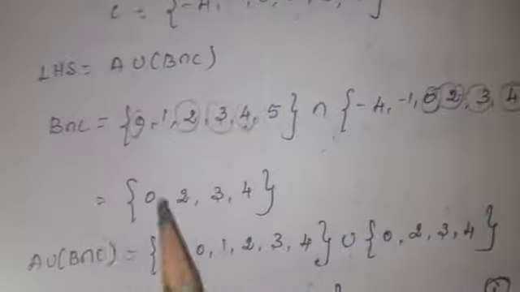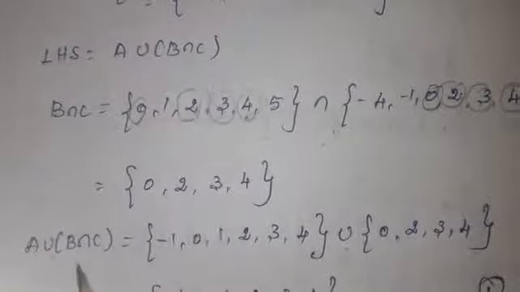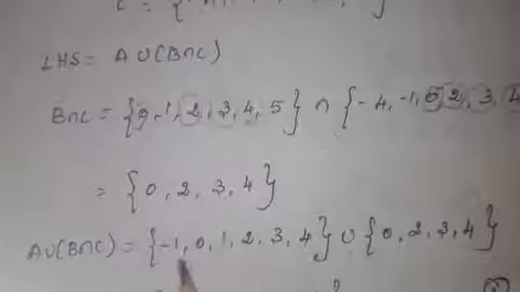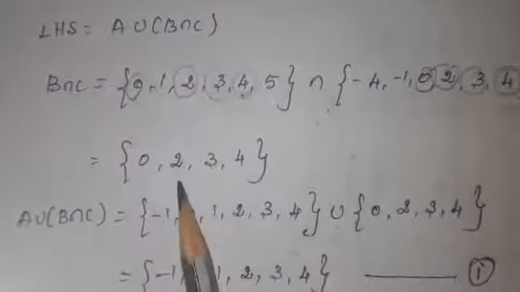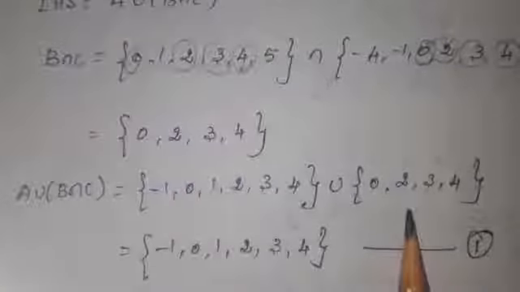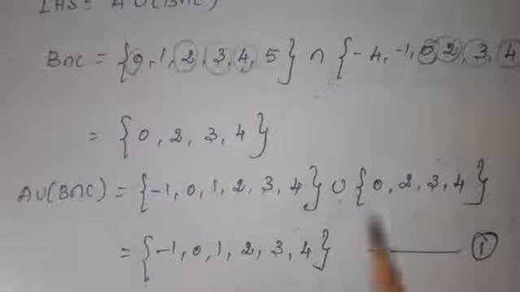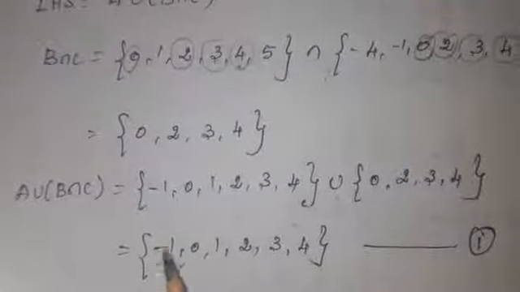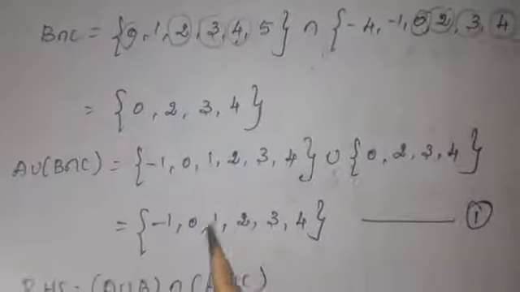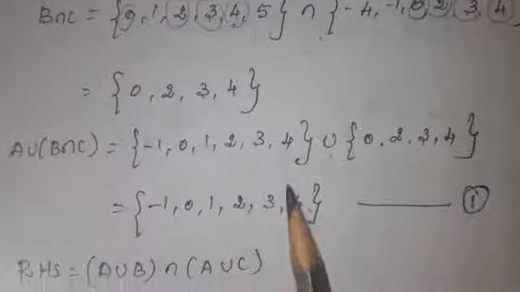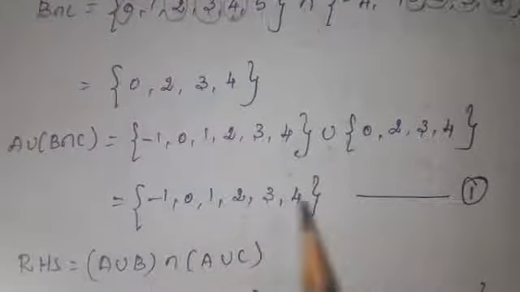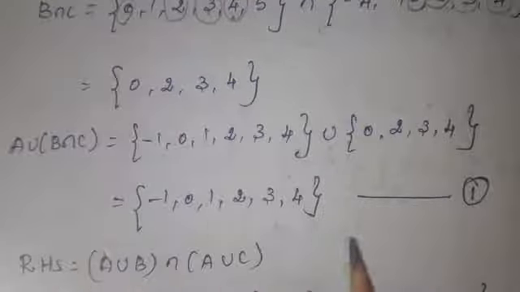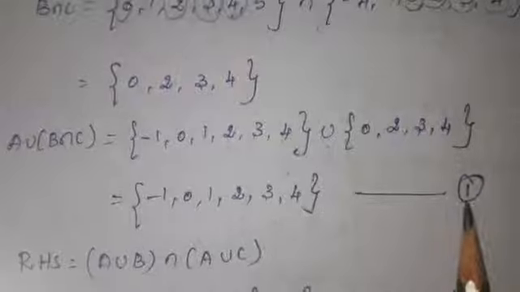Next, I am going to find the full part of LHS. A union B intersection C is equal to the A set written, union the B intersection C answer I have written here. Now take the union of both sets: minus 1, 0, 1, 2, 3, 4. I have written that in order. This is the full part of LHS now. That side I am marking as 1.